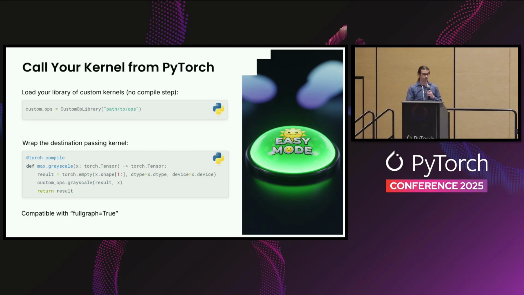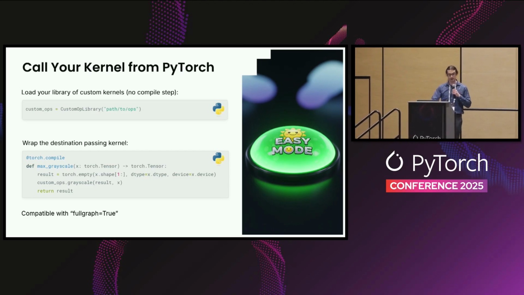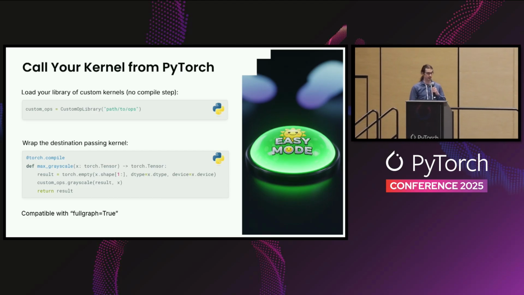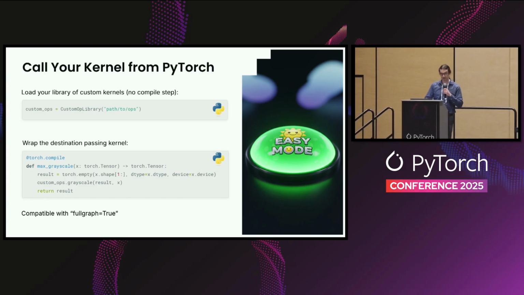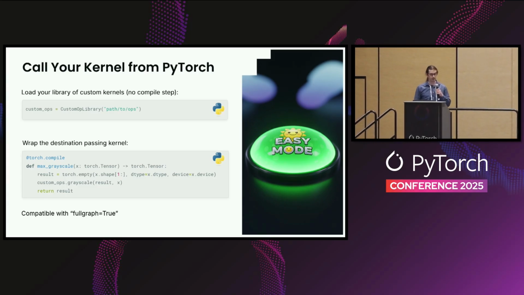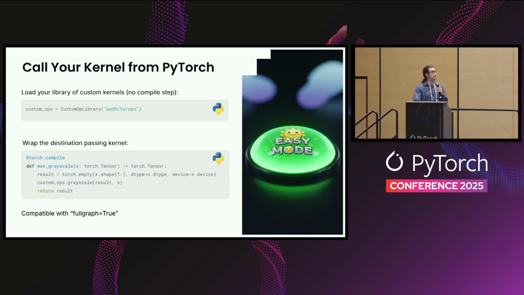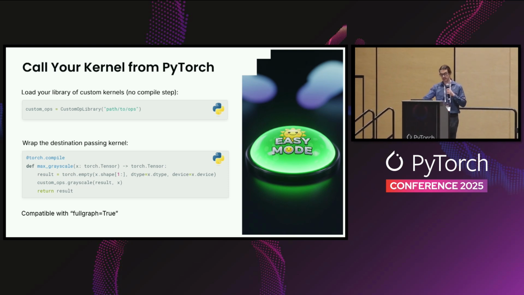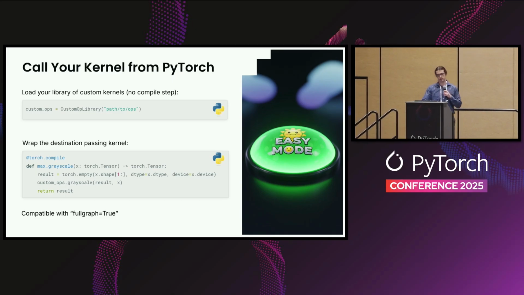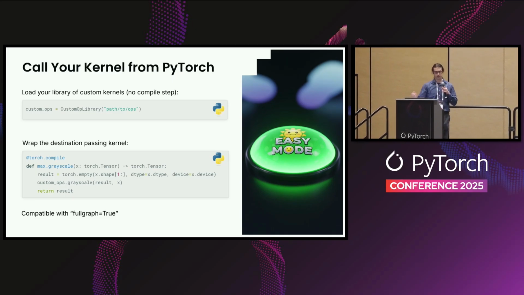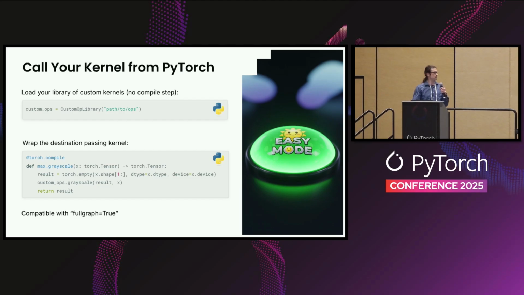Calling individual kernels is very straightforward here. You simply have to load the library of custom ops that you've provided. There's no extra compilation steps here. You use the custom op library type, and you give it a path to wherever your kernels live on disk. Internally, that loads all of those compiler registrations and will expose them via, in this case, custom ops.the registered name.